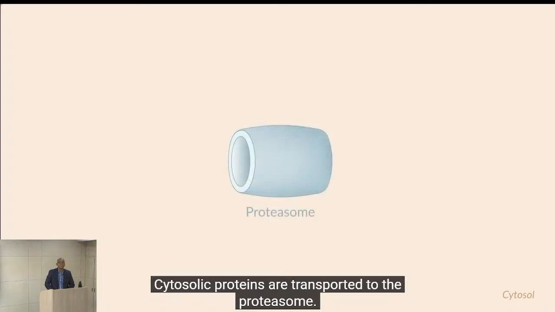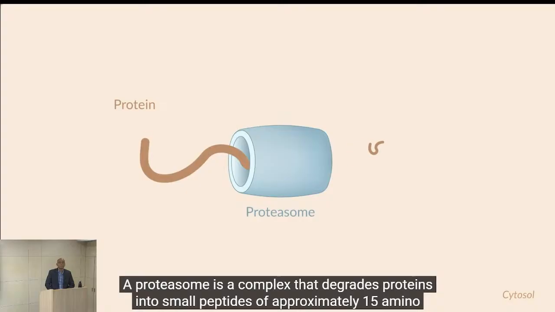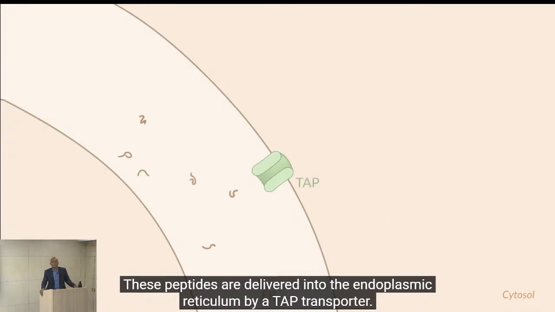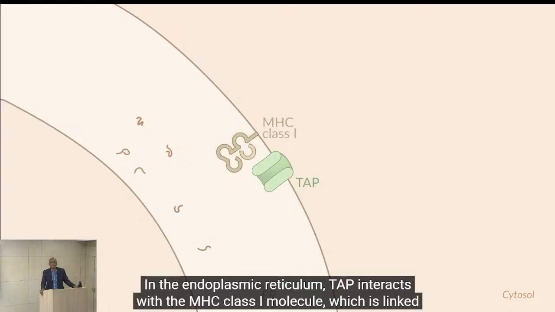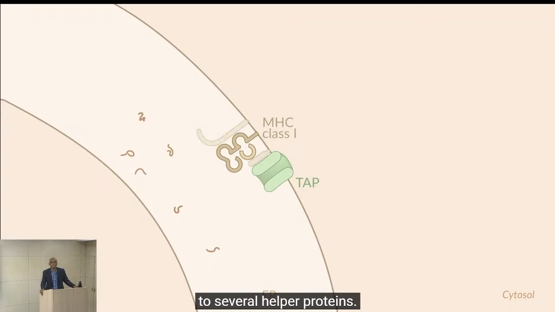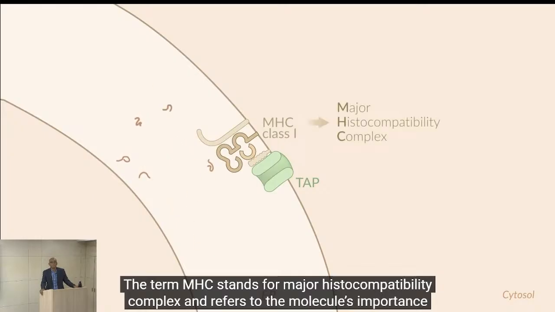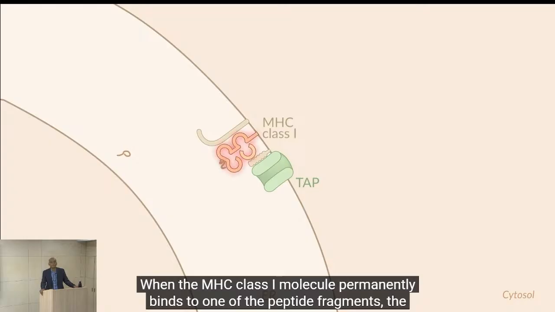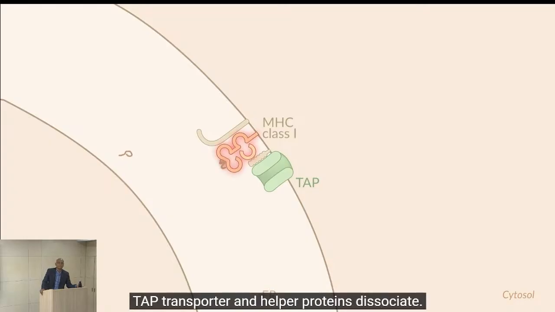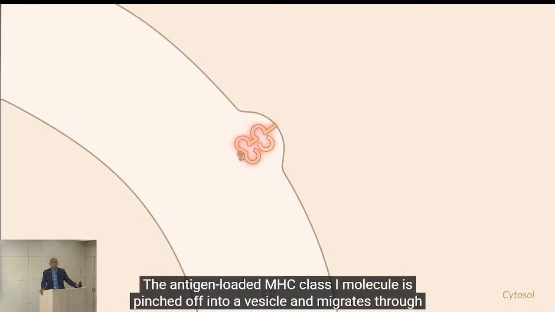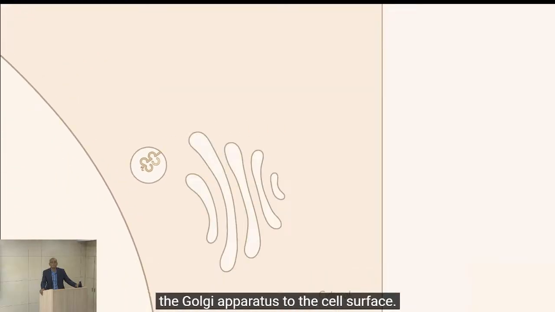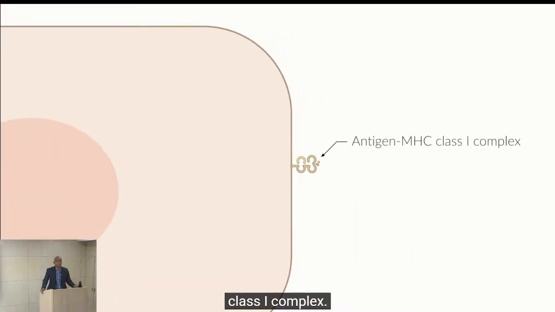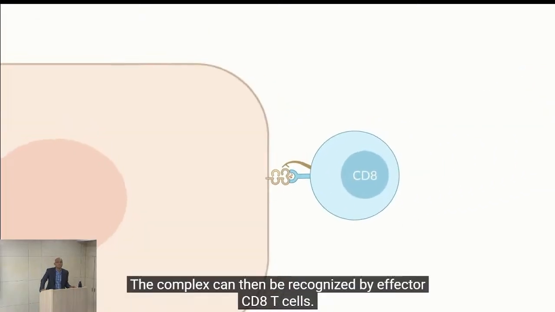Cytosolic proteins are transported to the proteasome. A proteasome is a complex that degrades proteins into small peptides of approximately 15 amino acids in length. These peptides are delivered into the endoplasmic reticulum by a TAP transporter. In the endoplasmic reticulum, TAP interacts with the MHC class 1 molecule, which is linked to several helper proteins. The term MHC stands for Major Histocompatibility Complex and refers to the molecule's importance in determining compatibility in organ transplantation. When the MHC class 1 molecule permanently binds to one of the peptide fragments, the TAP transporter and helper proteins dissociate. The antigen-loaded MHC class 1 molecule is pinched off into a vesicle and migrates through the Golgi apparatus to the cell surface. Fusion of the vesicle membrane with the plasma membrane results in the release of the antigen MHC class 1 complex. The complex can then be recognized by effector CD8 T cells.